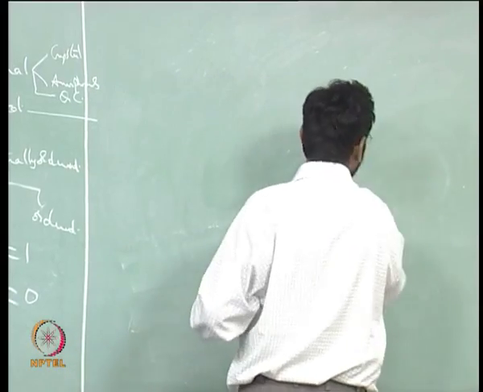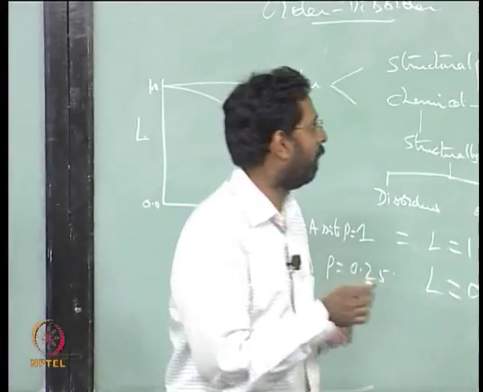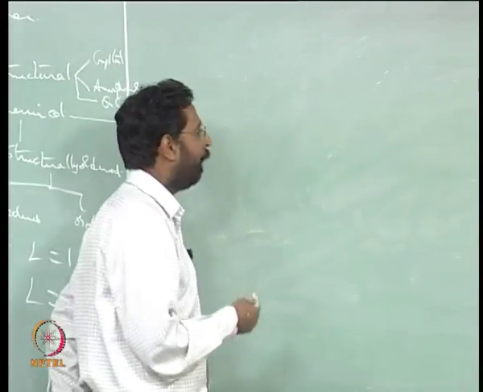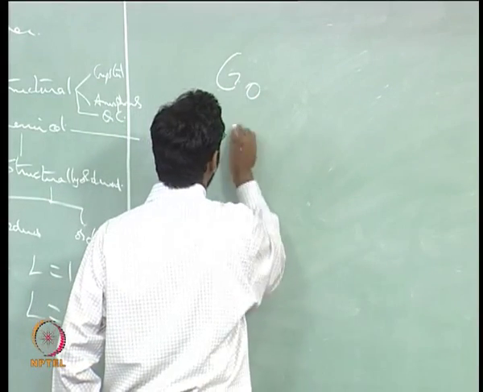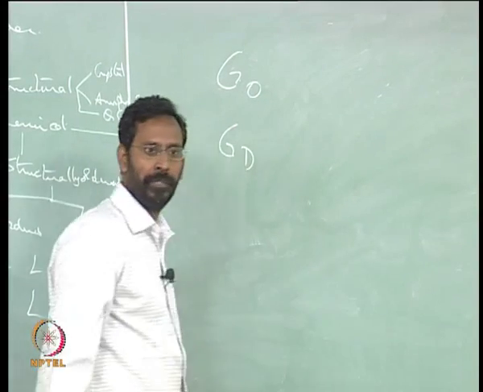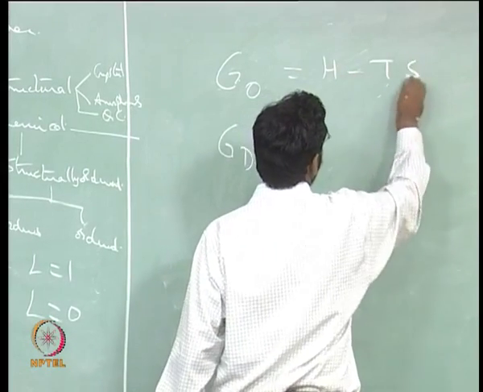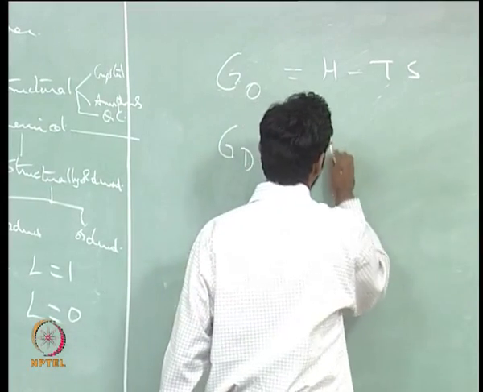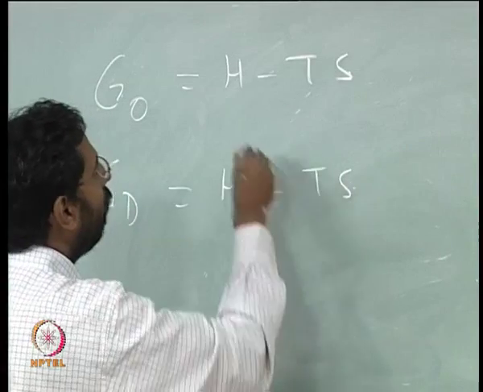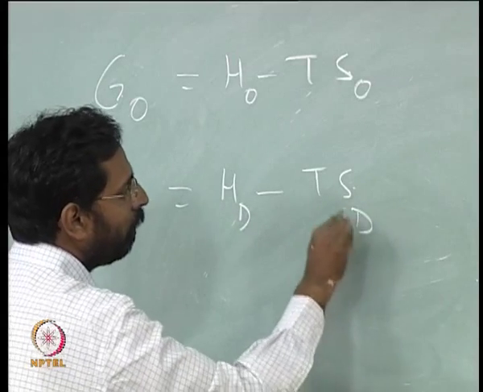Now let us look at the thermodynamics of it. The moment we say it is ordered or disordered, we can talk about the free energy of the ordered phase and the free energy of the disordered phase. Free energy of the ordered phase is H minus TS, am I right? Similarly, I can also say here H minus TS, where H of the ordered phase, S of the ordered phase, H of the disordered, S of the disordered.